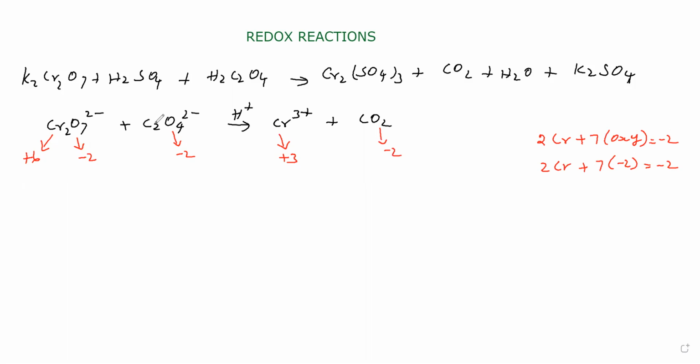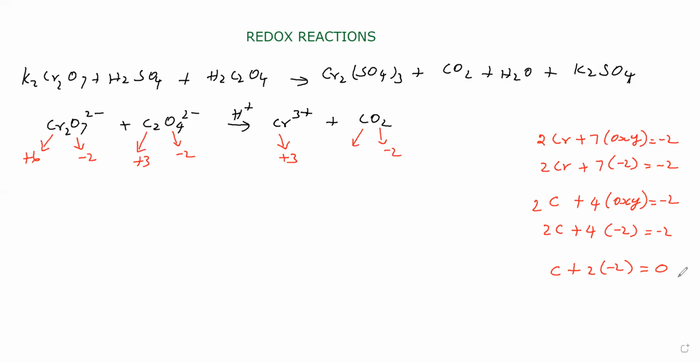In the same way, we will calculate for carbon in oxalate. Oxalate is C2O4 with 2 carbons and 4 oxygens, and net charge -2. So 2 carbons plus oxygen oxidation number -2 equals -2, so carbon is +3. Next, carbon dioxide contains carbon and 2 oxygens. With oxygen -2 and net charge 0, we get carbon +4.